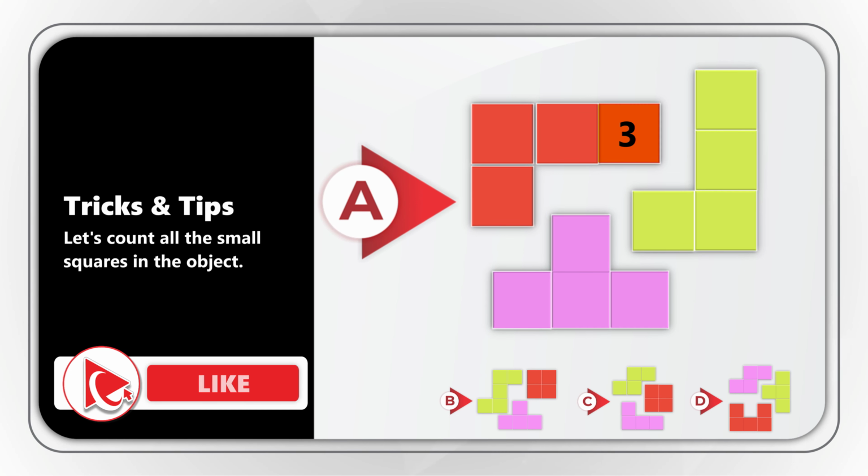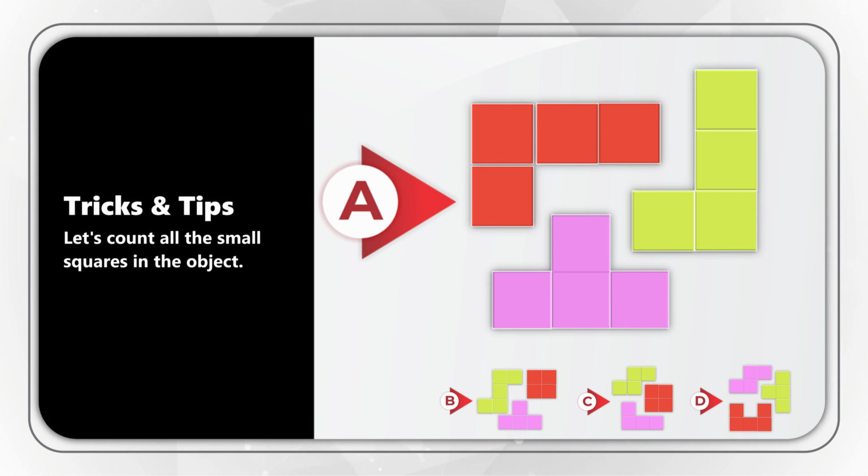1, 2, 3, 4, 5, 6, 7, 8, 9, 10, 11, 12. You see how easy it is to eliminate choice 12 by just counting small squares?